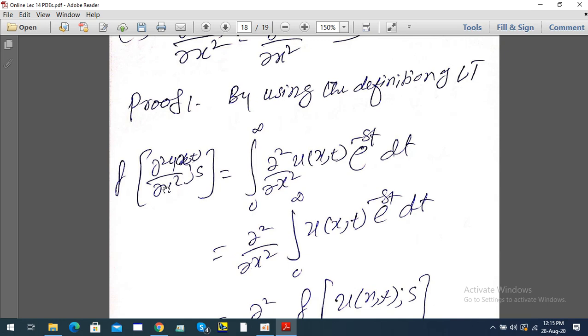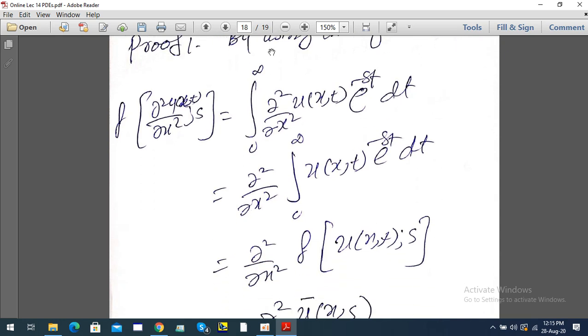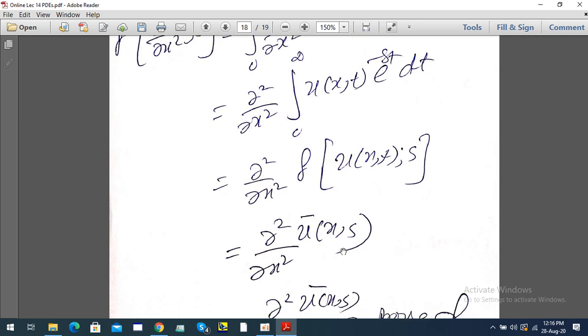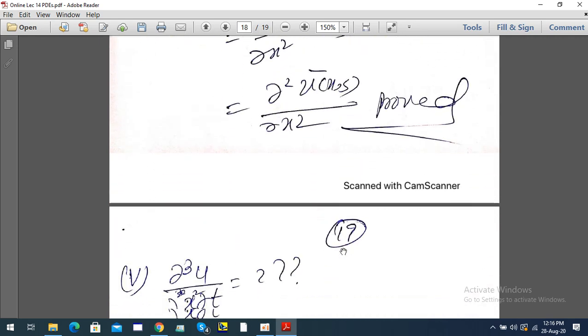Look at here. Partial square by partial x square of u of x,t e power minus st dt. As this is constant, we take it out. Then u of x,t e power minus st dt, that is the Laplace definition, the Laplace of u of x,t. So it is partial square u bar by partial x square, just u changes to u bar and x,t changes to x,s. Okay, so hence proved.